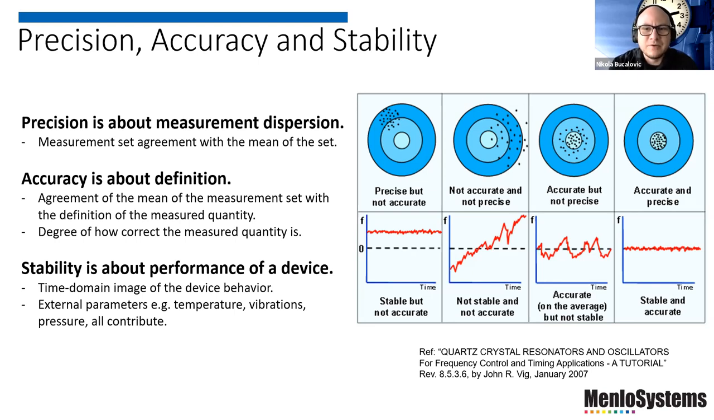When you say precision, you should think about some measurement and how the results of that measurement are dispersed, spread around a certain mean value. The accuracy concerns the definition. For example, the internationally defined second is defined in a well-known way, and you want to see how close your clock performs to the definition of the second.